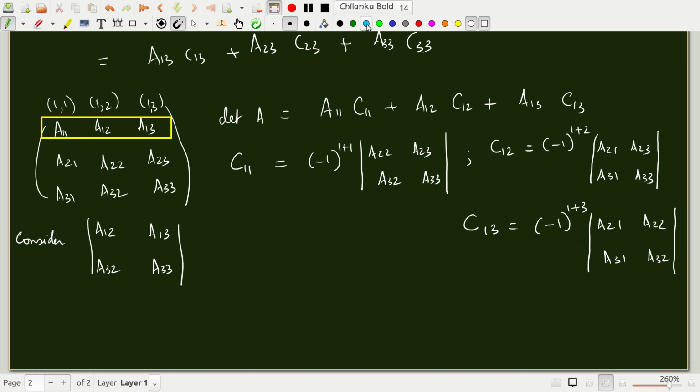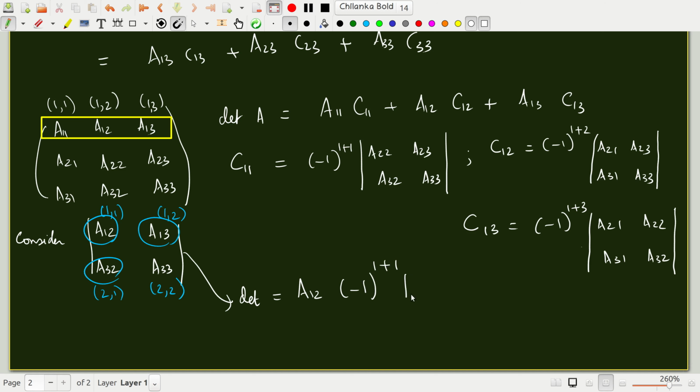I have to first relabel this element as the 1 1 element of this matrix. This is the 1 2 element of this matrix. This is the 2 1 element. This is the 2 2 element. Okay. Once you do this, the determinant of this 2 by 2 submatrix is again the same idea. A12 times, I'll take the first row and then I'll take the cofactor, which is minus 1 to the power. The most important thing is you should not put 1 plus 2, it is 1 plus 1, because this is the 1 1th element of this matrix, times.